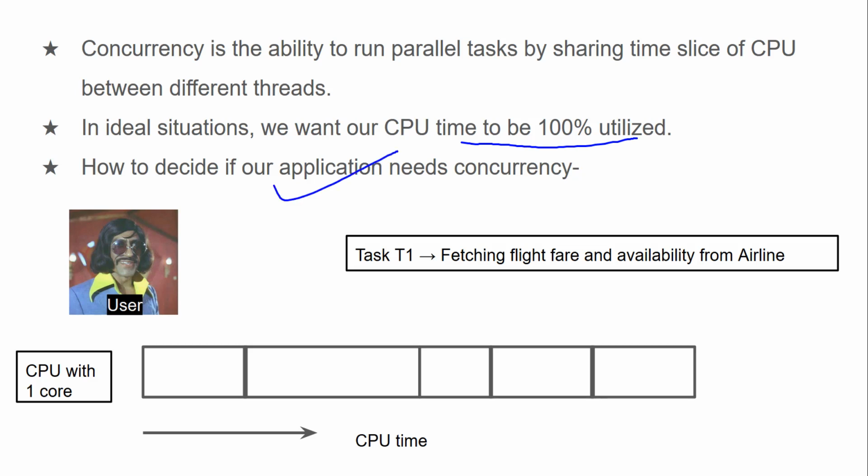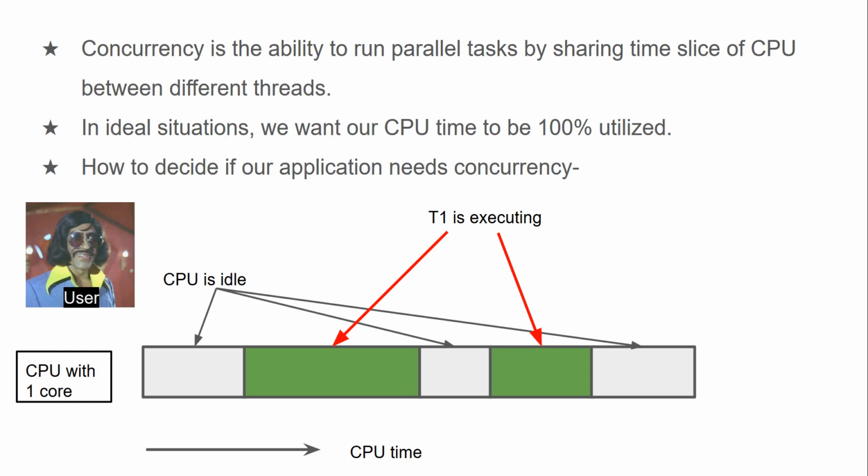Let's say a user wants to search for a flight fare and availability by directly calling the REST API of an airline, similar to what we do in MakeMyTrip or Goibibo. Consider a CPU with one core and only one task T1 that needs to be executed. Since this task depends on an outside system, the thread will be blocked for some time till it gets a response from the REST API.